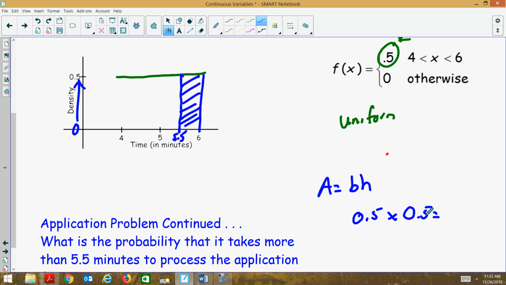So, given that difference, the probability in which it takes more than 5.5 minutes, so the probability that x is greater than 5.5 minutes, is equal to 25%, or 0.25, or 1/4.